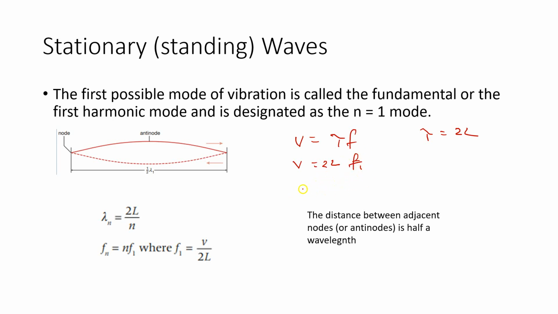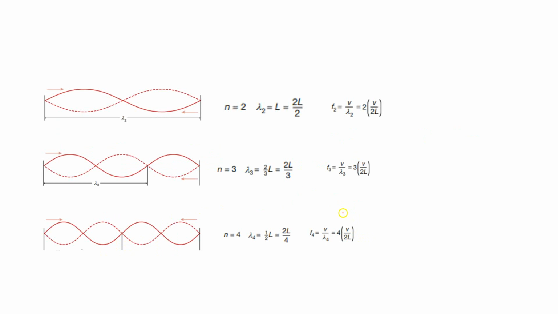If I transpose for frequency, I now see that the frequency for the first harmonic is going to be equal to the speed of the wave divided by 2L. You understand? And this is just because n is equal to 1. That is just the reason. If n was equal to 2, then we would have to do a lot more other stuff. But we're going to do some more practice as it relates to standing waves.